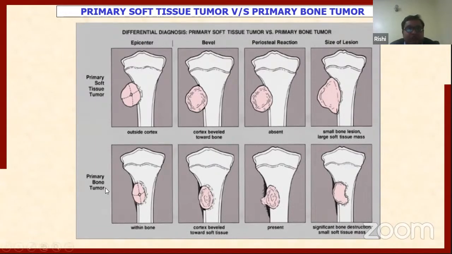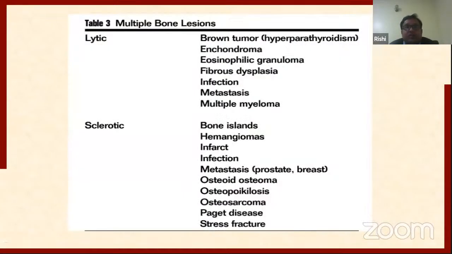In a primary bone tumor, the epicenter of the lesion is within the bone. The periosteal reaction can be present, and the cortex will be beveled toward the soft tissue, and significant bone destruction will be noticed on a plain X-ray. We also need to look at whether the lesions are single or multiple. Whenever you see multiple lesions in the elderly, you need to think of myeloma or metastasis.